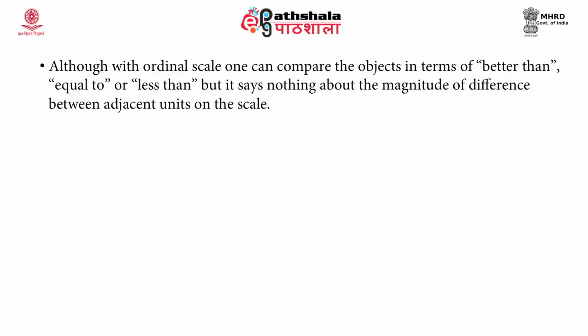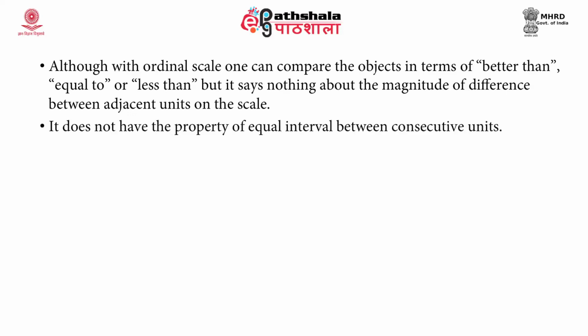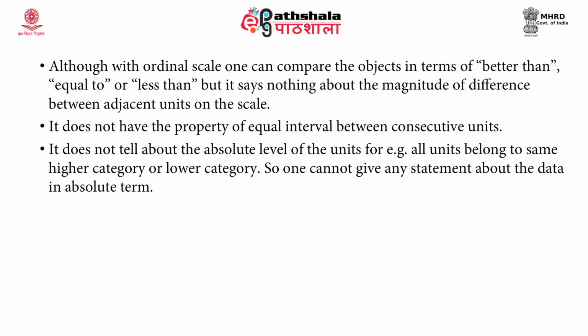Although with ordinal scale one can compare the objects in terms of better than, equal to or less than, it says nothing about the magnitude of difference between adjacent units on the scale. It does not have the property of equal interval between consecutive units. It does not tell about the absolute level of the units. For example, all units may belong to the same higher or lower category, but one cannot give any statement about the data in absolute terms.